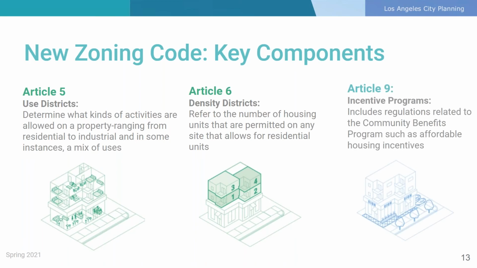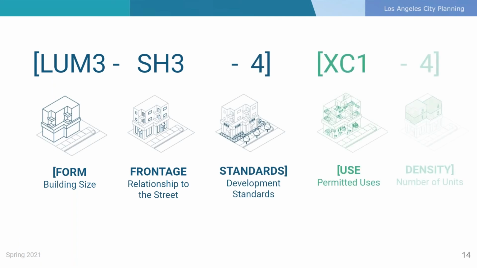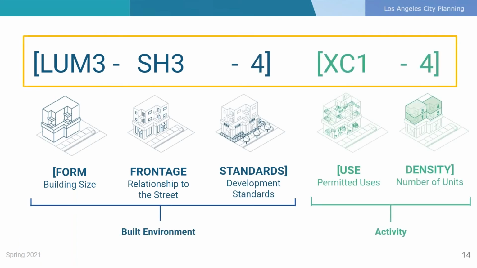In addition to the 5 articles that contain the zoning districts applied to each property, Article 9 of the new zoning code contains various incentive programs, including the framework for the Community Benefits Program that incentivizes affordable housing in Boyle Heights. For more details on the Community Benefits Program, please view Part 4 of this video series. The 5 main components, Articles 2 through 6, that were just reviewed, will be applied on a map to every parcel in the plan area, and the complete zone for each property is often referred to as a zoning string, with the 5 modules as shown in this example.